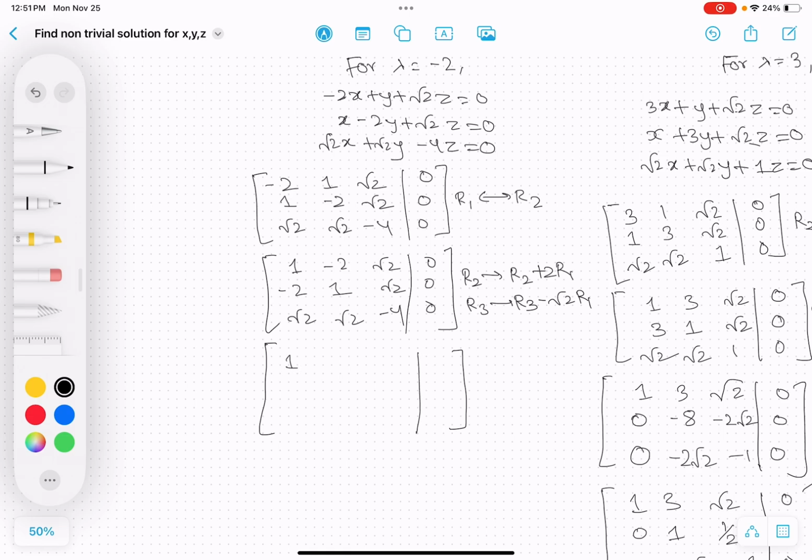Okay, so this is 1, minus 2 root 2, 0 itself. Now that's 0, and 1 minus 4 is minus 3. Root 2 plus 2 root 2 is 3 root 2, 0. And again, now root 2 minus root 2 is 0. Root 2 plus 2 root 2 is 3 root 2. Minus 4 minus 2 is minus 6, times 0. Yeah? That makes sense?